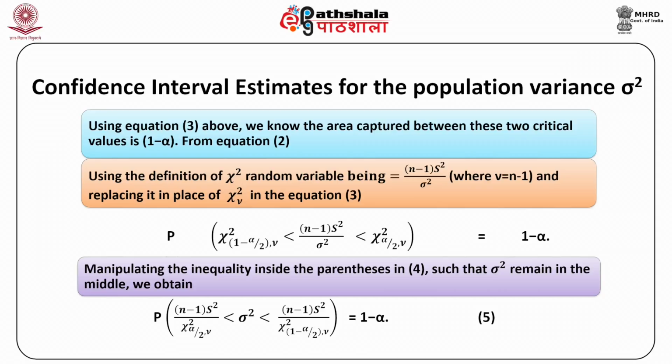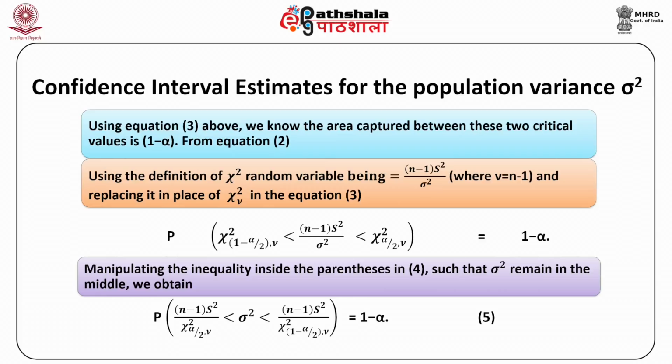From equation 2, you can make out that using the definition of chi-square random variable being equal to n minus 1 s square upon sigma square, where nu is n minus 1, and replacing it in place of chi-square nu in the equation 3, we obtain a simplified version, which is that probability n minus 1 into s square upon sigma square is greater than chi-square 1 minus alpha by 2 nu, and less than chi-square alpha by 2 nu is equal to 1 minus alpha, and this we can describe as our equation 4.